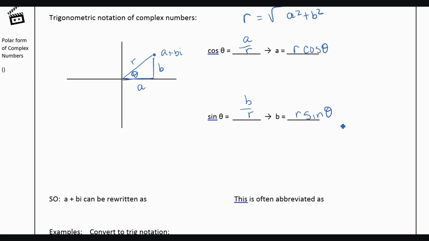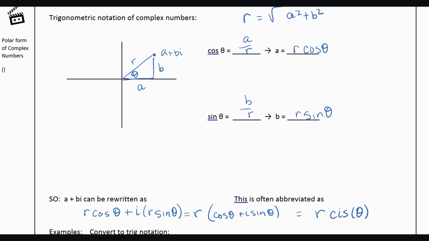So a plus bi, here's our a, we can rewrite this as r cosine of theta plus i, we put the i out in front, but b is r sine of theta. Now these are going to be the exact same r's, so we can pull this out and say r times cosine of theta plus i sine of theta, and those are the same thetas. So instead of always writing cosine plus i sine, we abbreviate this as r, and then we put a cis to mean cosine plus i sine, and then we just put the theta.